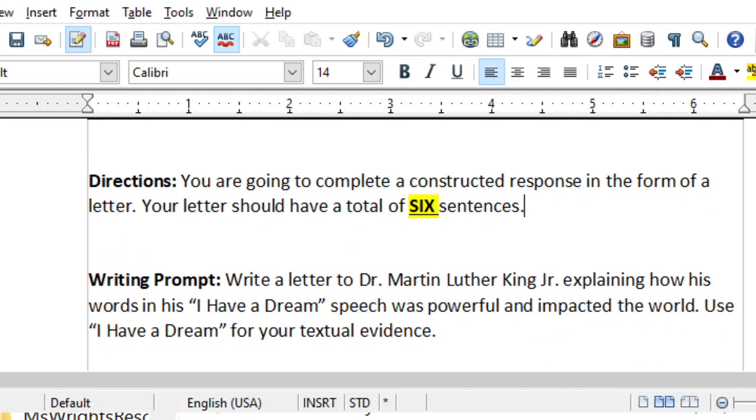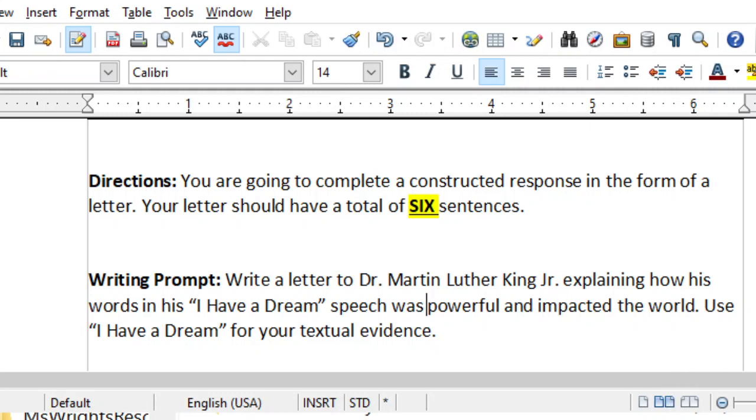So here's the writing prompt. Write a letter to Dr. Martin Luther King Jr. explaining how his words in his I Have a Dream speech were powerful and impacted the world. Use I Have a Dream for your textual evidence. So you have to have the speech in front of you because you're going to need to find lines from the speech to prove how his speech was powerful and impacted the world.